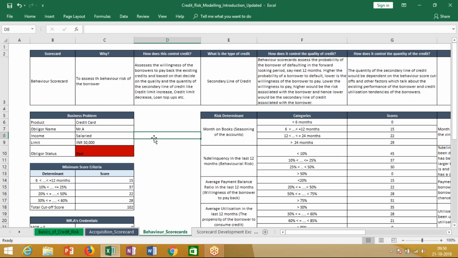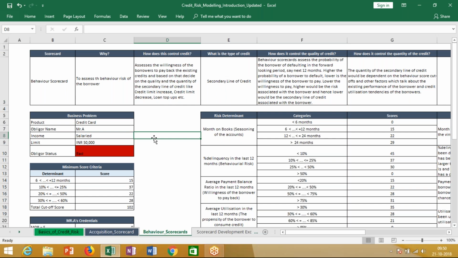So the behavior scorecards are mostly used to deal with the account management strategies.